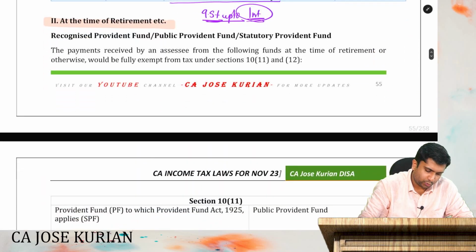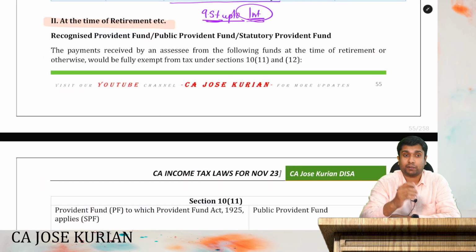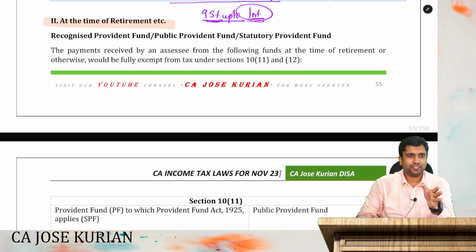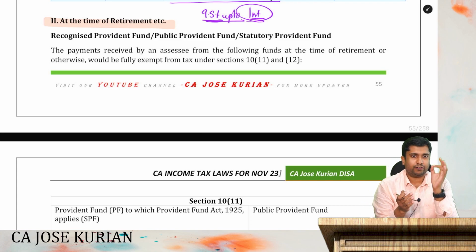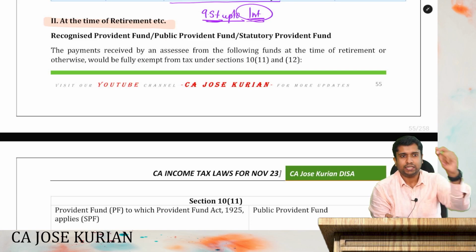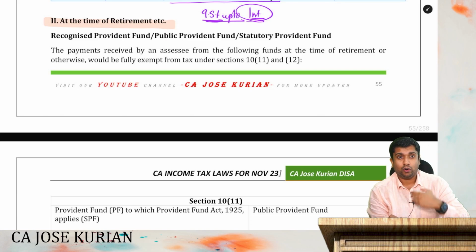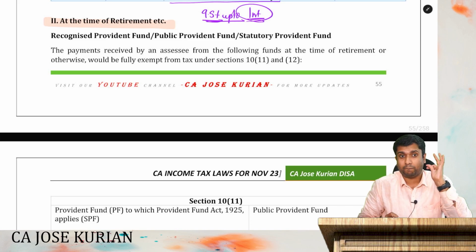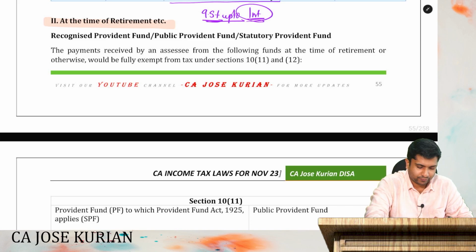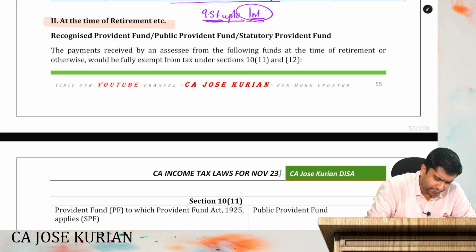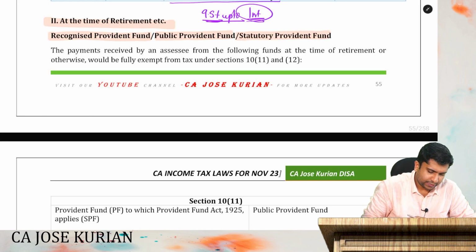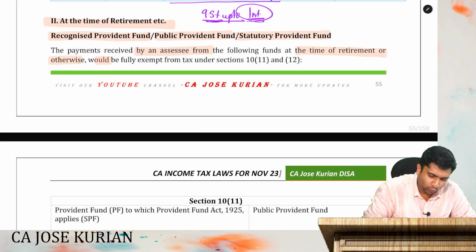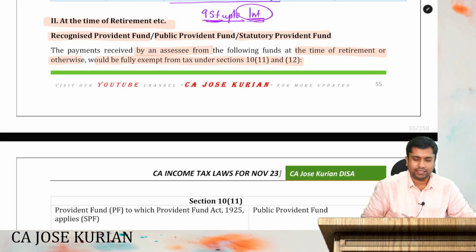Now we will move on to the second one, that is called at the time of retirement. All right. Now during the period of service, when we deposit to that particular fund, we understood what exactly is the income tax implication. Now let's understand when we withdraw at the time of retirement, death, etc., what will happen? The implication is what we are about to discuss. Be very attentive. This is a little bit complicated. All right. Now listen. The first point is recognized provident fund, public provident fund, statutory provident fund. The payment received by an assessee from the following funds at the time of retirement or otherwise would be fully exempted from tax under section 10(11) and 10(12).